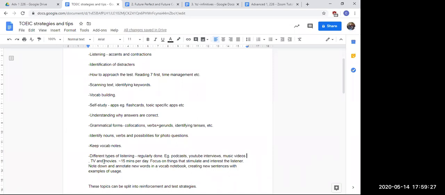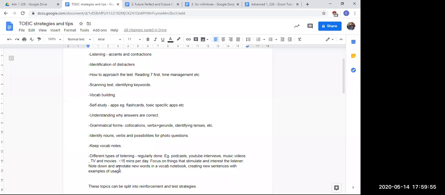We also have TV and movies. I mean, we have Netflix now. We can watch our favorite programs in English. So if you've previously watched movies that you really enjoyed in Spanish, you could try watching them again in English. You already know the story, so it should be easier to follow, and you could read the subtitles at the bottom.